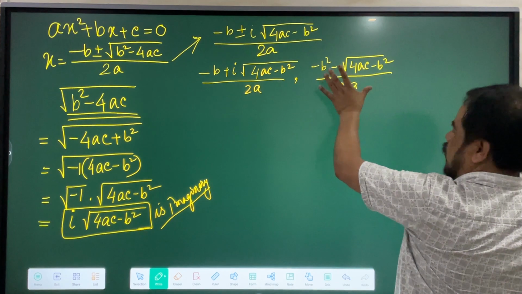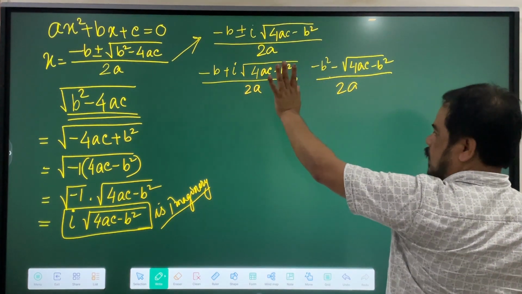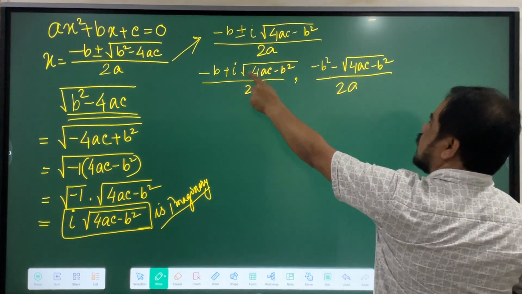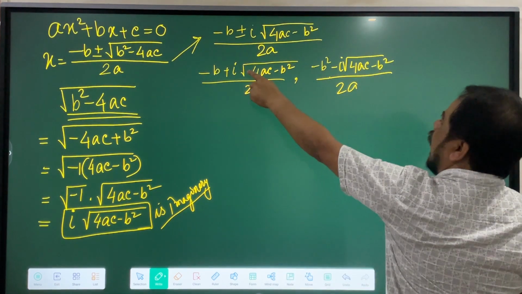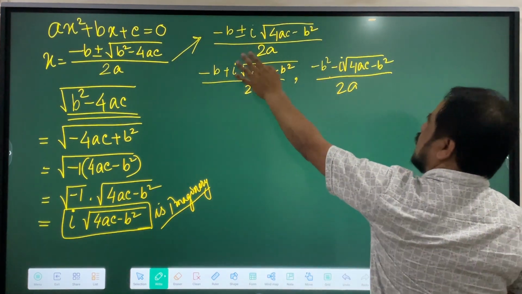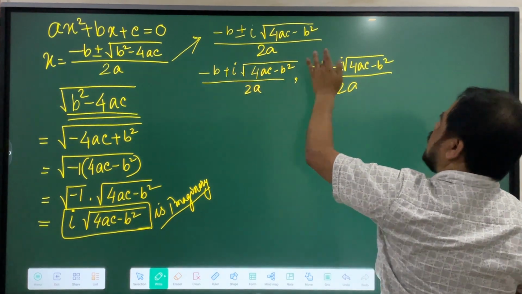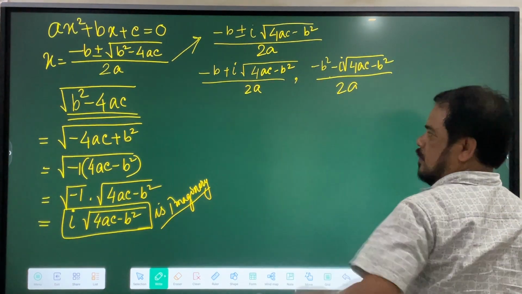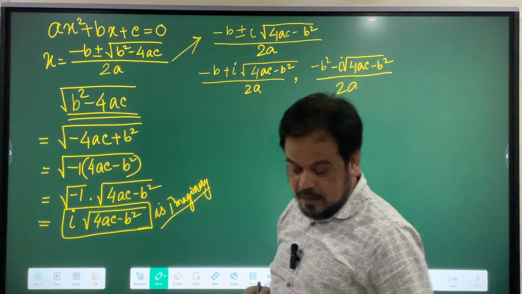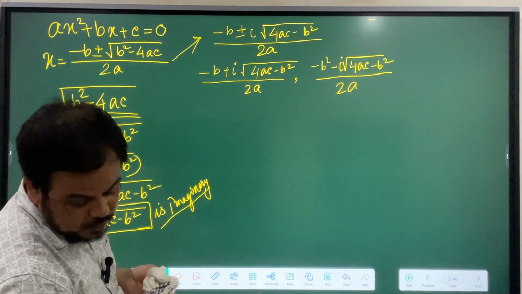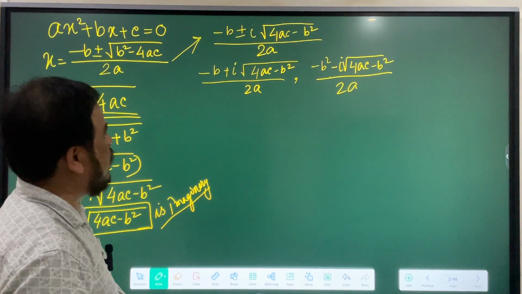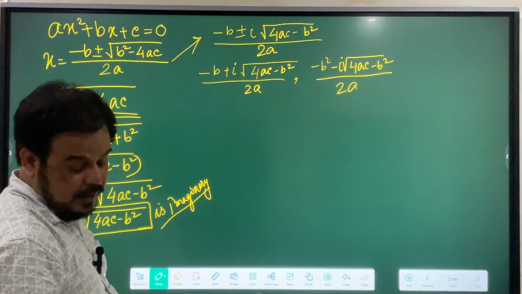So there are two roots. The number of values of x will always be 2, that is sure. But here there is an imaginary part, so I have written i. In both cases i is there, so I have written plus and minus separately. Nothing else is done here. This formation can be written shortly.